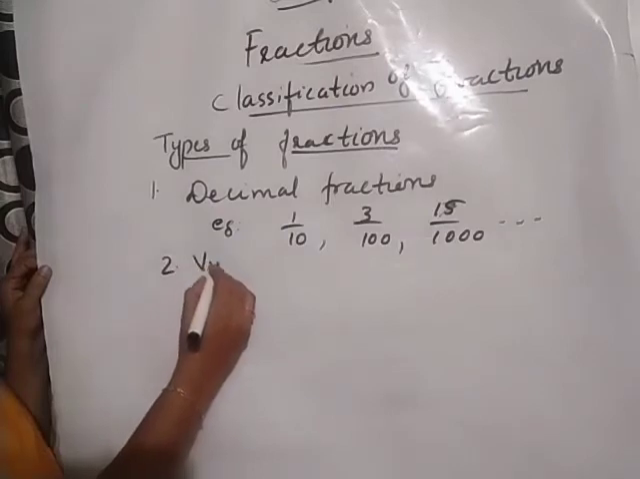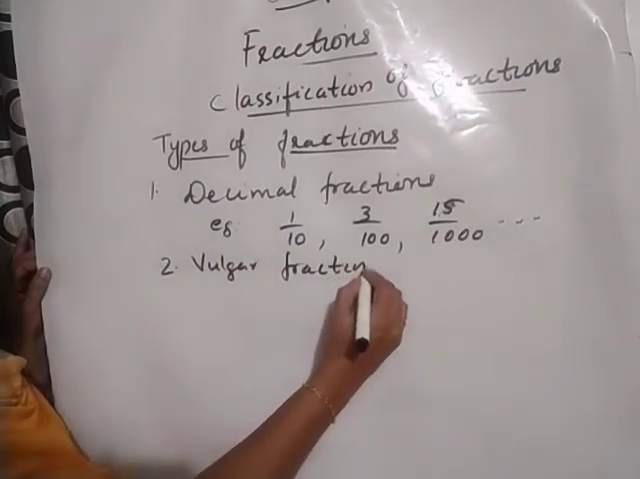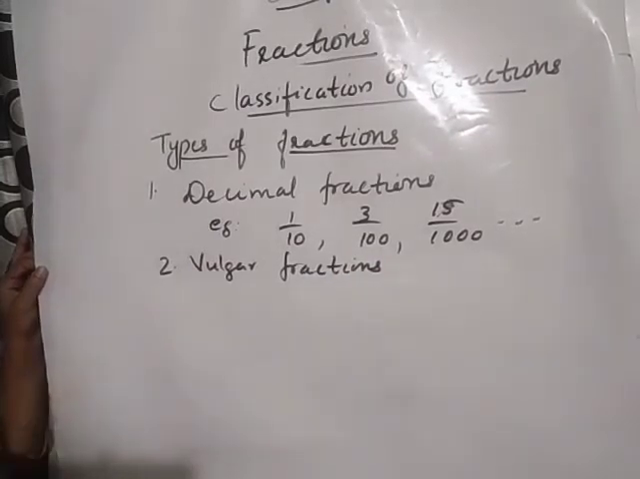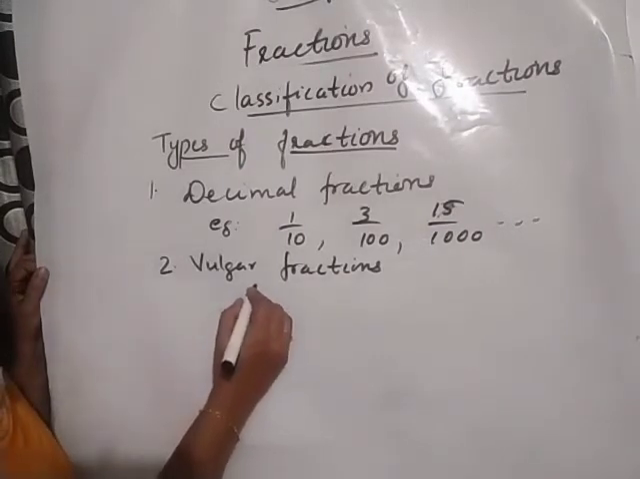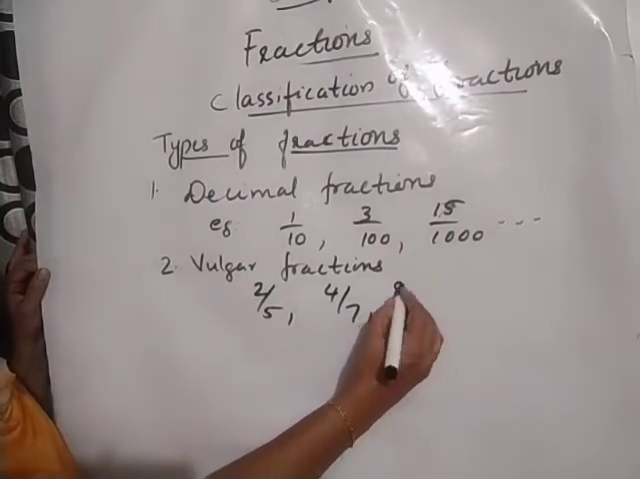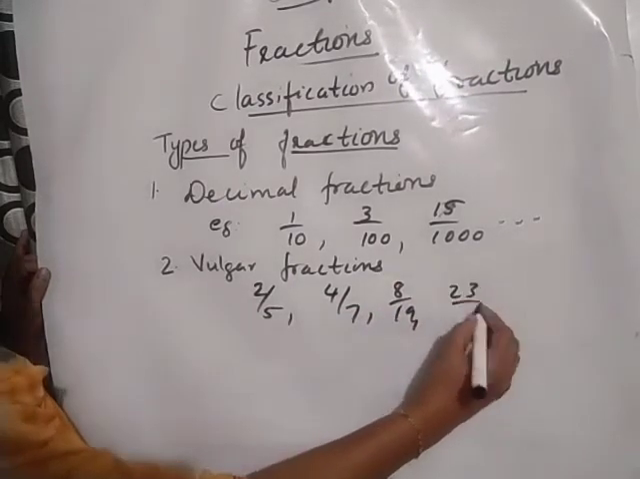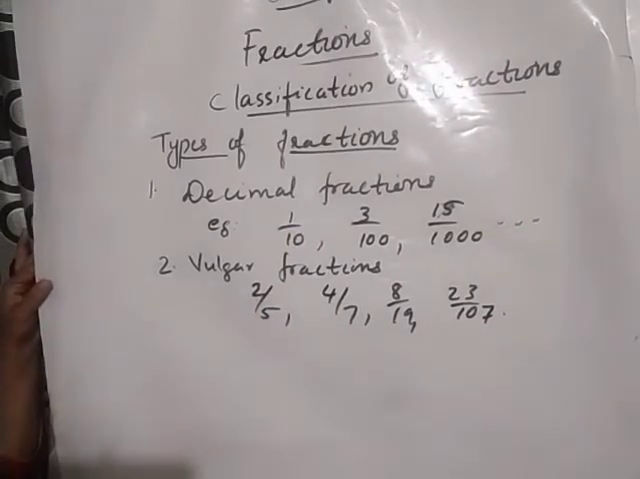Second, vulgar fractions. Denominator is other than 10 or higher powers of 10. That means any fraction we can write, 2 by 5, 4 by 7, 8 by 19, 23 by 107, etc. are examples of vulgar fractions.